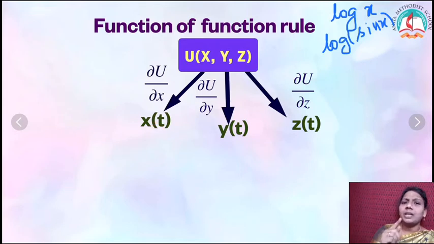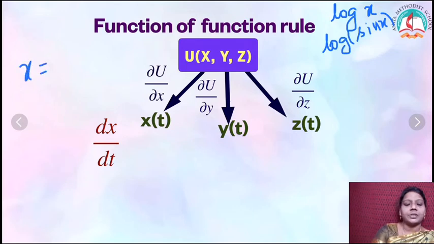That means I have only one variable. I am not having more than one variable. If I am not having more than one variable, what is my differentiation? It is not dou, it is d. We are differentiating. So then x differentiation is dx by dt because it is a function of t. That means I may get x is equal to some t square plus 2t. It is a function of t.